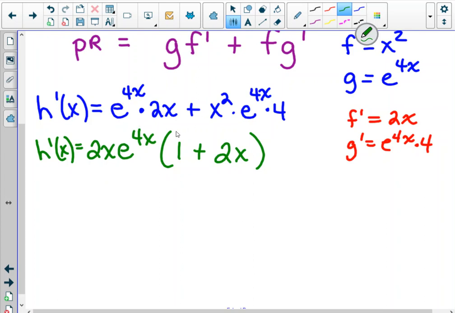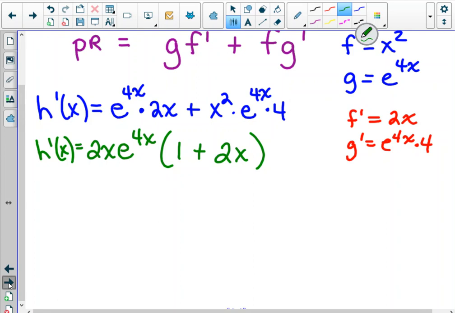They both have an e to the 4x as a common factor. They both have a 2 because there's a 4 here and a 2 here. They both have an x because there's an x and an x squared. So all of this can factor out, leaves me with 1, but I don't need you to be able to do that in this course. Okay? This is a perfectly acceptable answer that shows me everything I need to know: that A, you know the product rule, and B, you know the pieces, how to do the e to the 4x derivative and the x squared.